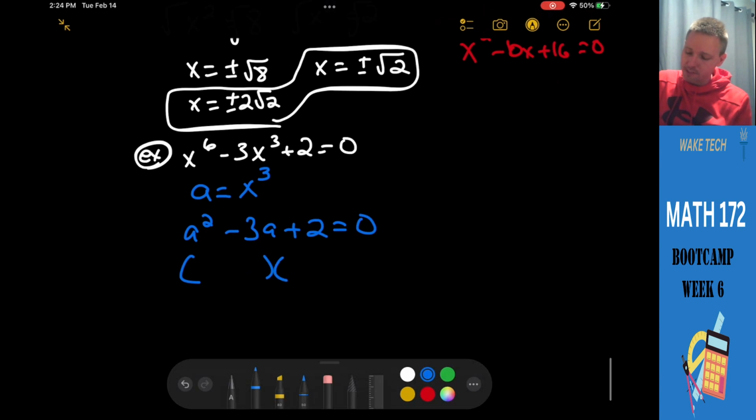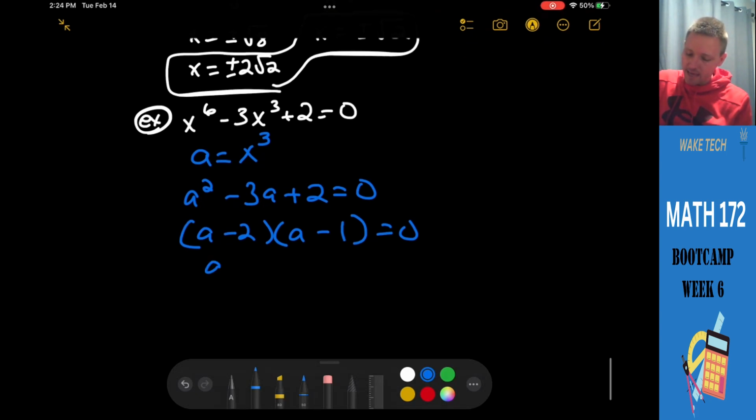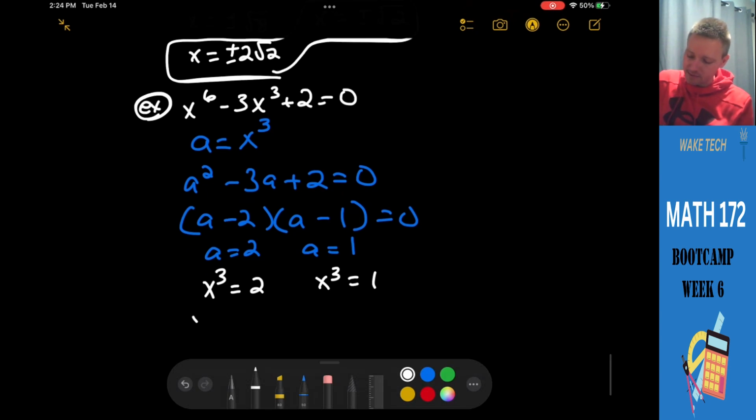We need two numbers that multiply to 2 and add to -3. That means -2 and -1. And that tells us a equals 2 and a equals 1. But we don't need to solve for a, we need to solve for x. So we have to undo our substitution: x cubed equals 2, x cubed equals 1. And that tells us x is the cube root of 2 and the cube root of 1, which is 1.